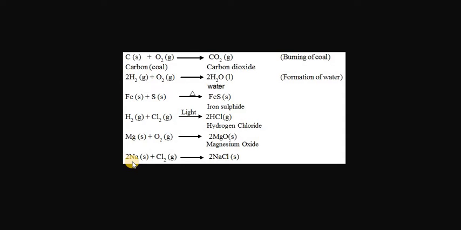The next example of combination reaction is the formation of salt. In that, sodium reacts with chlorine. Sodium is in a solid state and chlorine is in a gaseous state. They both react with each other and form NaCl. For balancing this equation, we have to write 2 in front of the Na here also. So Na plus Cl2 gives 2NaCl.